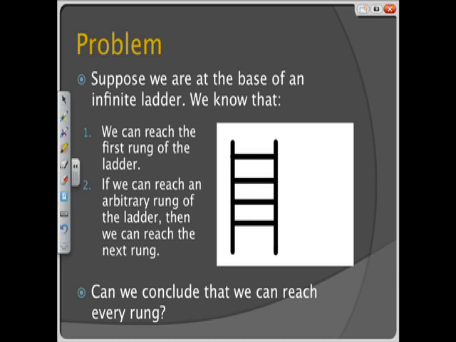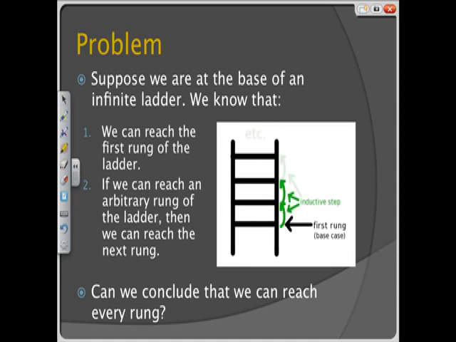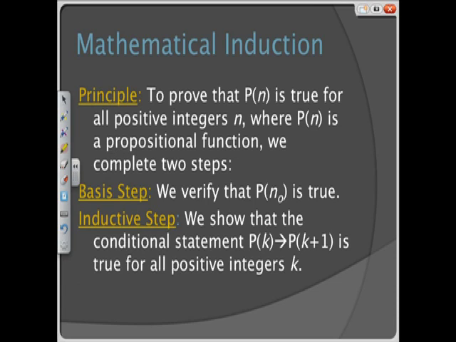Suppose we are at the base of an infinite ladder. This ladder has a starting base and goes on infinitely. So we know that we can reach the first rung of the ladder. If we can reach an arbitrary rung of the ladder, then we can reach the next rung. This is known as the inductive step. From this, can we conclude that we can reach every rung?